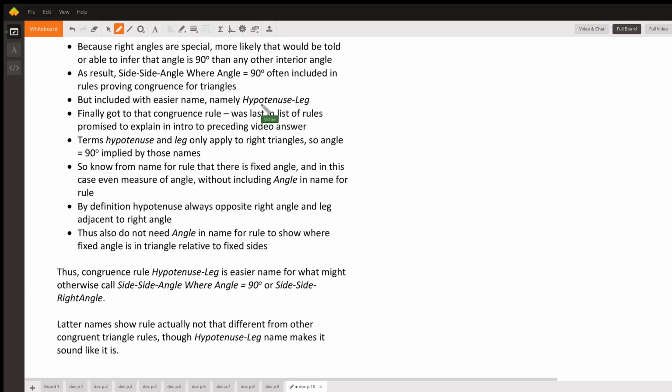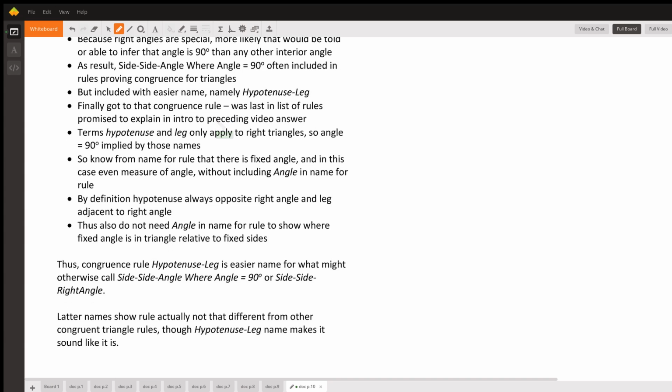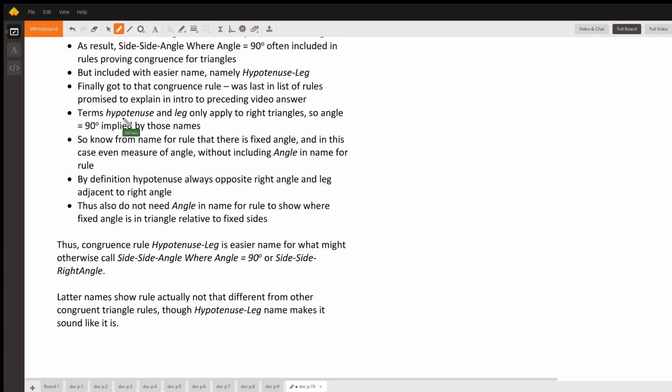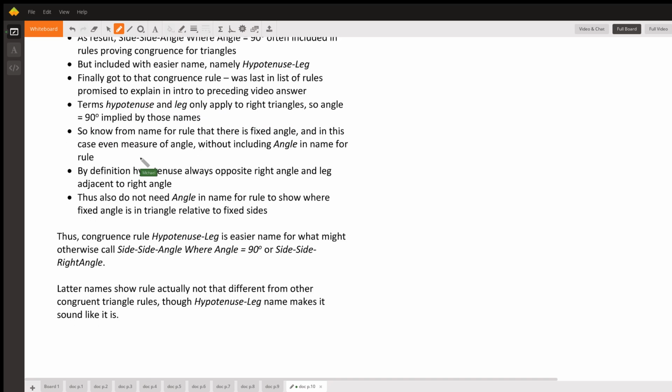Finally we get to that congruence rule, which was mentioned at the beginning of the previous video, but we never got to it. So how does this relate to what we were just looking at? Hypotenuse and leg only apply to right triangles, so we know that the angle is 90 degrees. And we know from the name for the rule that there's a fixed angle. In this case, we even know the measure of the angle without including angle in the name, because it's a right angle, so it's 90 degrees.